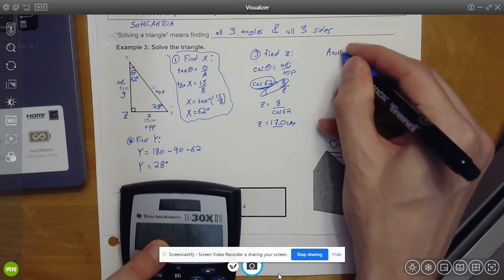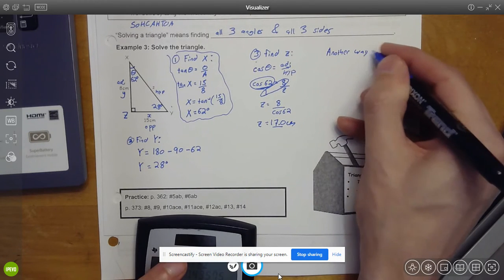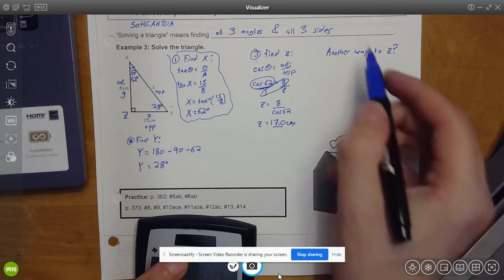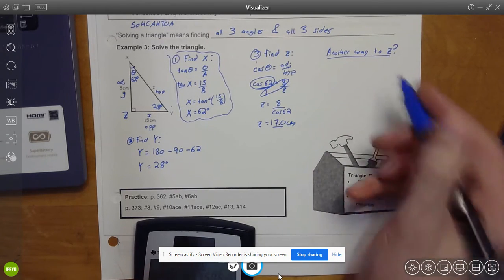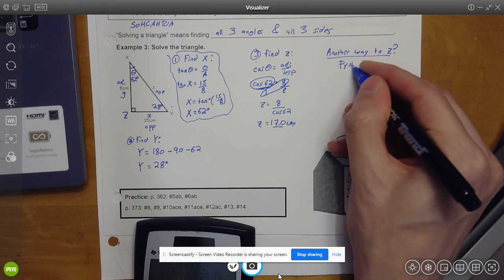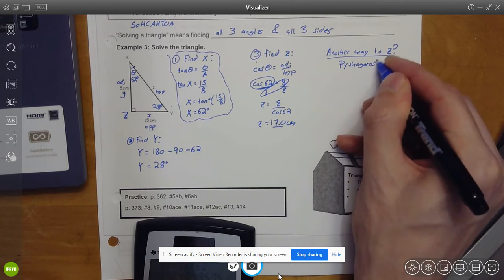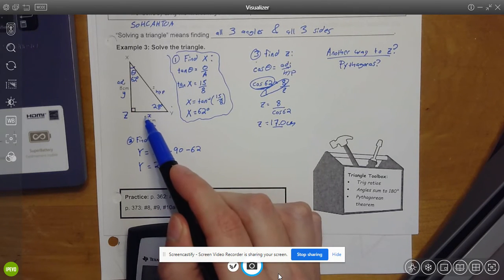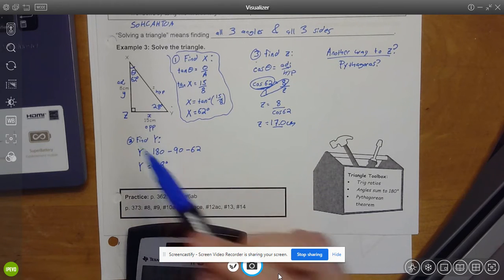I'm just going to add in another way to solve for z to show you that you have options and you have different kinds of tools in your toolbox. This would be a method that you might have learned, or you should have learned hopefully in grade 7, 8, or 9, the Pythagorean theorem, which even before we knew anything about trigonometry, we knew that if I knew two sides of a right angle triangle, I could use Pythagoras to solve the third side.